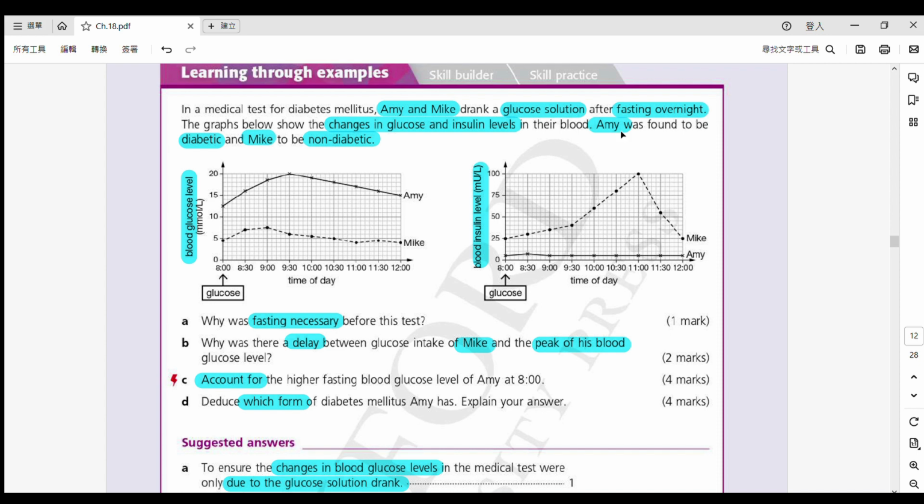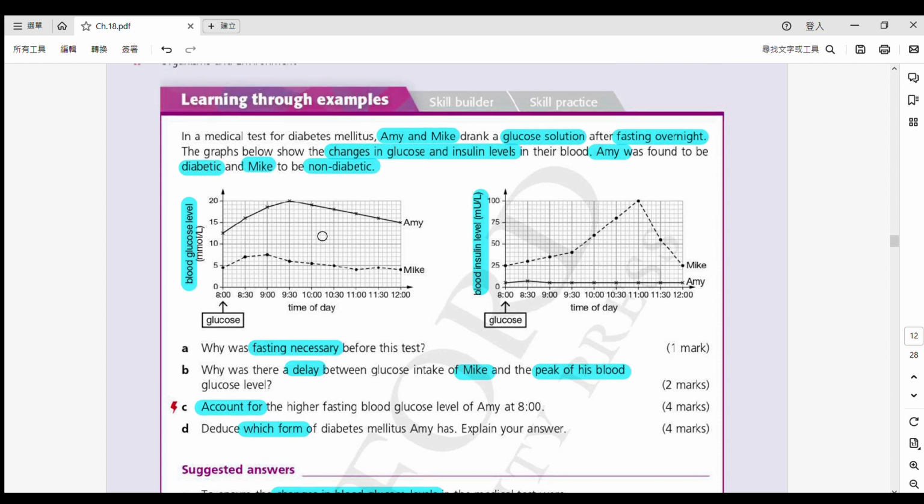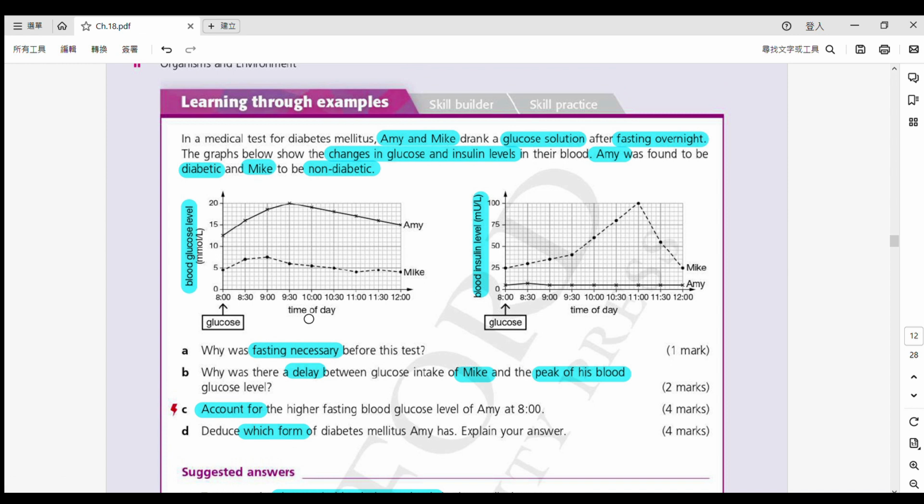OK， 好啦，然後咯，it also tell you the answer 就係話咩啊 ？Amy is diabetic, she has diabetes， 佢有糖尿病嘅 ，and Mike is non-diabetic and is a normal person， 佢係一個正常人嚟㗎。Alright, so first of all. Try not to look at the answers. And then first one, why is fasting necessary before this test?